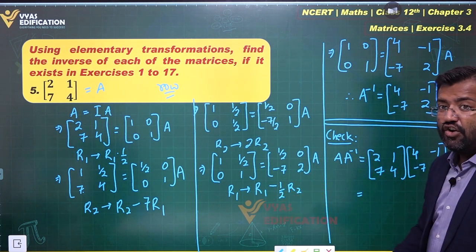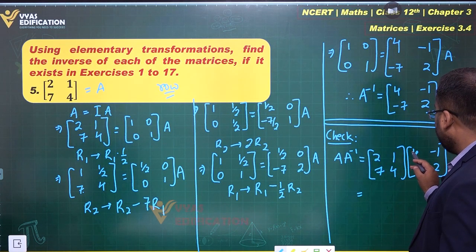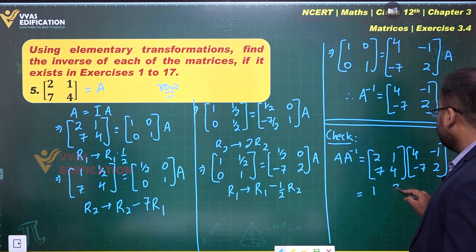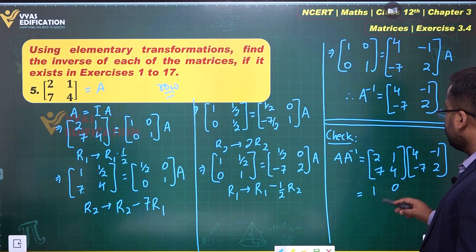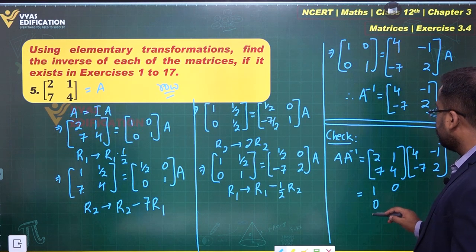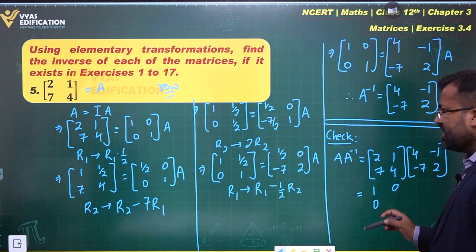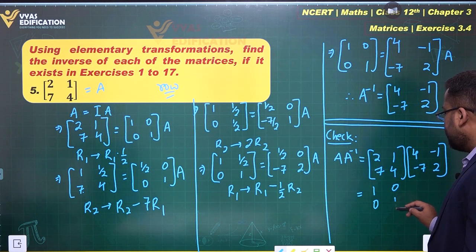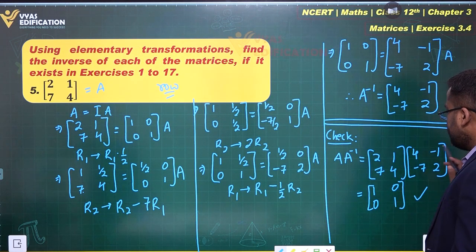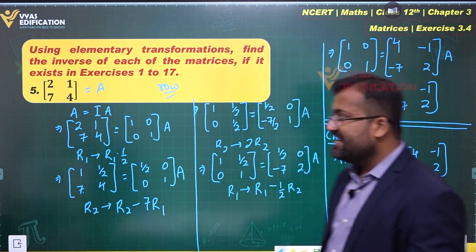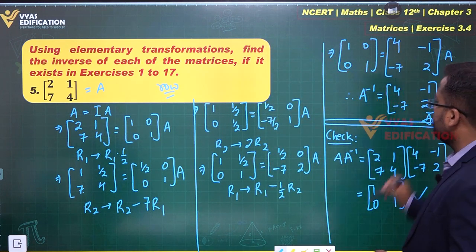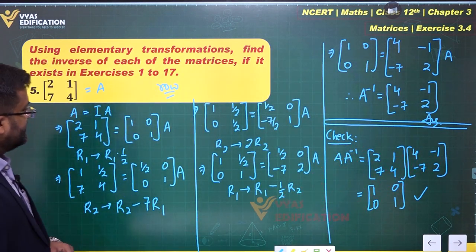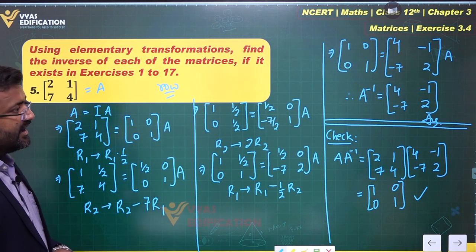It does not take very long to confirm. 2 times 4 is 8, minus 7 is 1. 2 times minus 1 is minus 2, plus 2 is 0. 7 into 4 is 28, minus 4 into 7 is again 28, which becomes a 0. 7 times minus 1 is minus 7, plus 4 times 2, which is 8. 8 minus 7 is 1. This is okay. This is okay. And yes, therefore, we can say that this is my inverse matrix. This is A inverse for you all, right? Is that all? Yeah. Let's take a look at this complete question once again, and that will be all for this question.